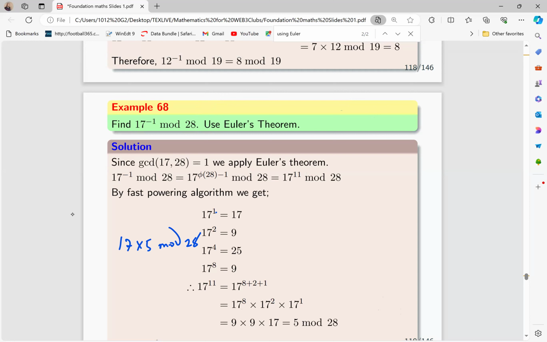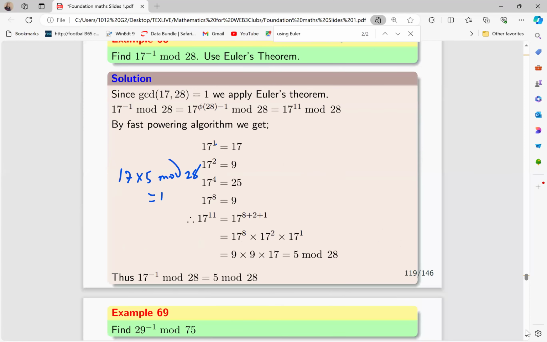And when you do that, that will be 85 divided by 28. Goes there 3 times, and the remainder is 1. So this one gives you 1. So it means 5 actually is the inverse.